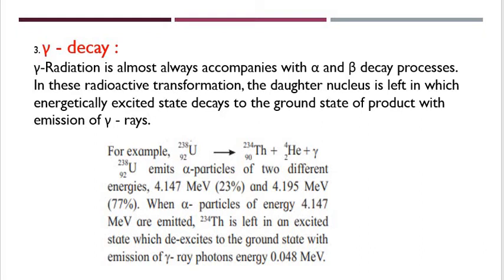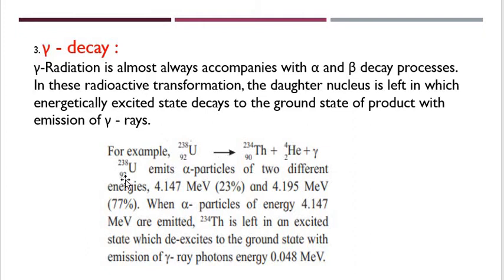Now, gamma decay. Gamma radiation almost always accompanies alpha and beta decay processes. In these radioactive transformations, the daughter nuclei is left in an energetically excited state and decays to the ground state of the product with emission of gamma rays. For example, uranium is disintegrating to form thorium and one alpha particle is emitted.